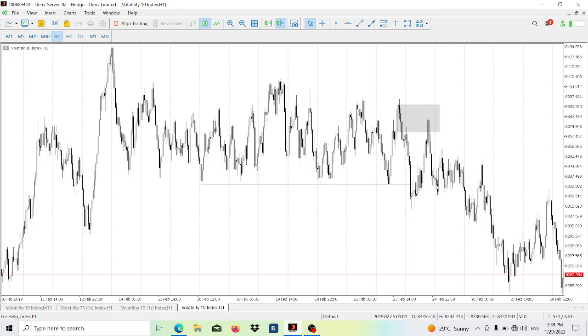You're looking for sell opportunities now, right? Looking for sell opportunities. Because now we broke structure, we are in a downtrend. We're clearly in a downtrend now.